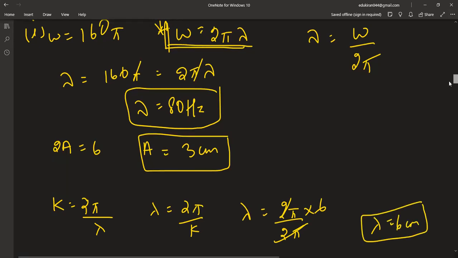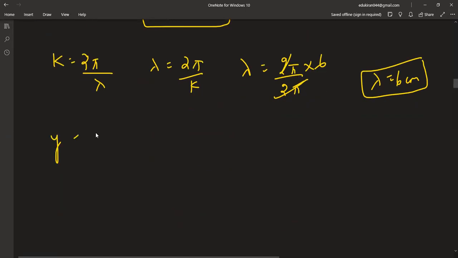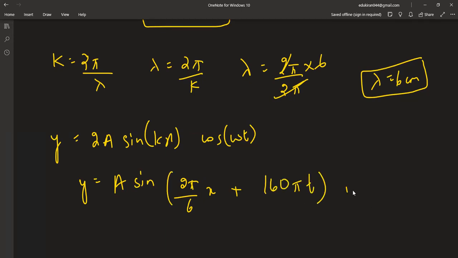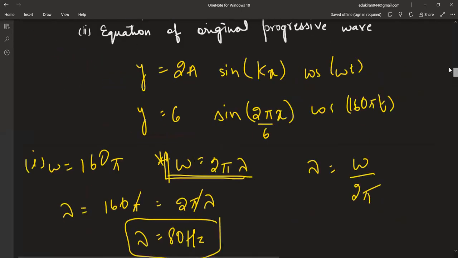When you have to write down the entire wave, y is equal to 2a sine kx cos omega t. So y, you can write it as 3 sine (2 pi x by 6) plus 160 pi t, in meters. Like this, you have to write down the entire equation. Write it down.